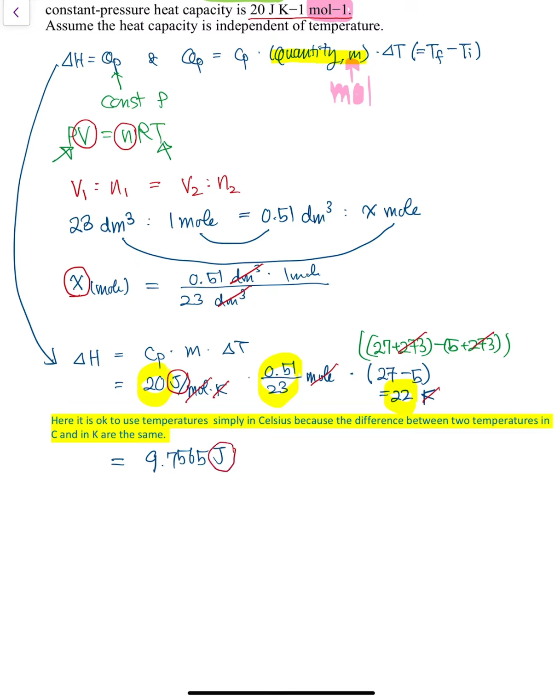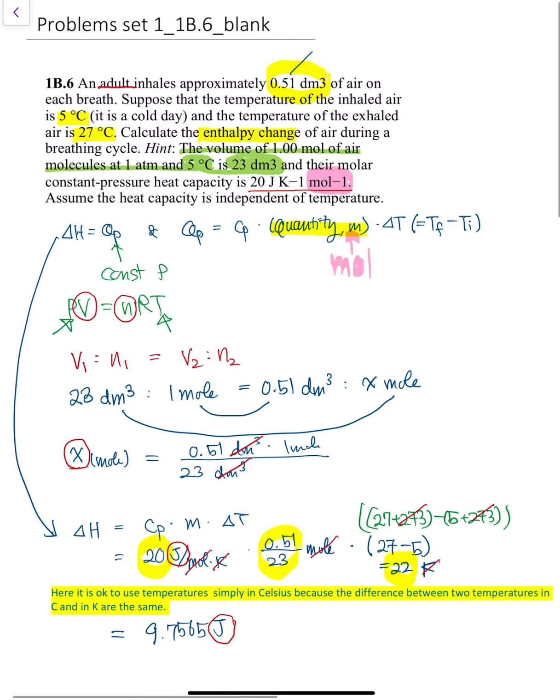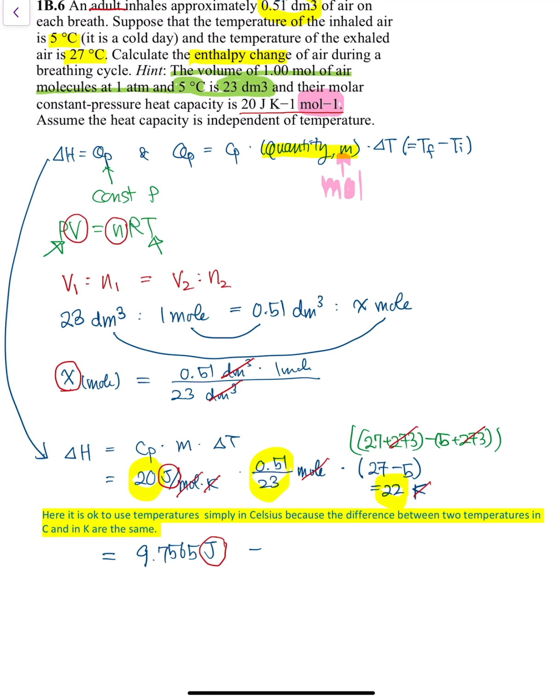And if you are to punch this in Canvas, you also need to make sure that you have the correct significant figure. And since the significant figure of this calculation, the limiting factor is 0.51, so we would write it in 2 sig fig from the 0.51, so it's going to be 2.8 joule, and that is it. That's our answer. You basically calculated the enthalpy change of the air that is breathed in and out during that process.